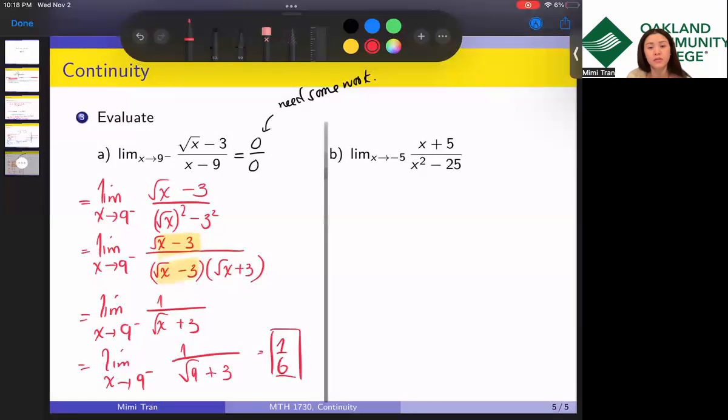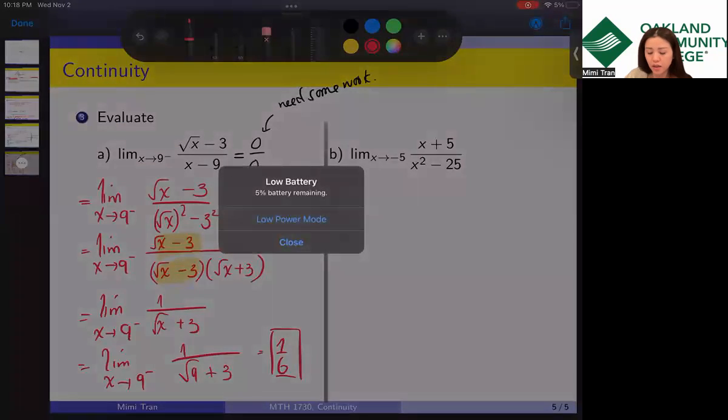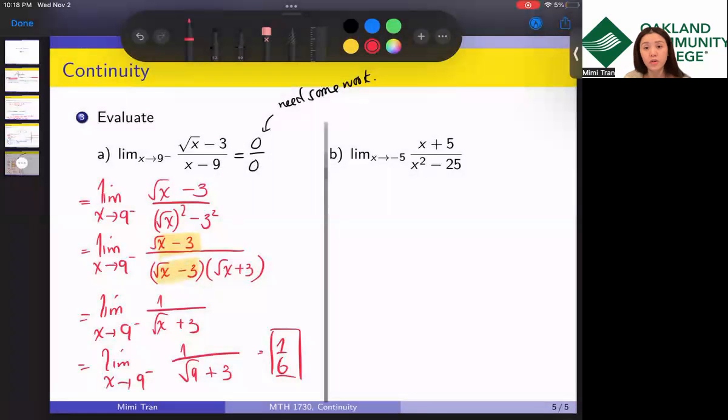You may want to pause the video for a few seconds to do the second one on your own. Right. Now this one, same thing. The first thing I do, I'm going to plug it in to see what happens. When I plug in -5, I have 0 on the top, and I have 0 on the denominator as well. So maybe we need some more work.